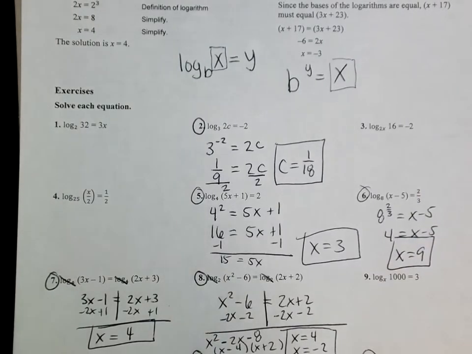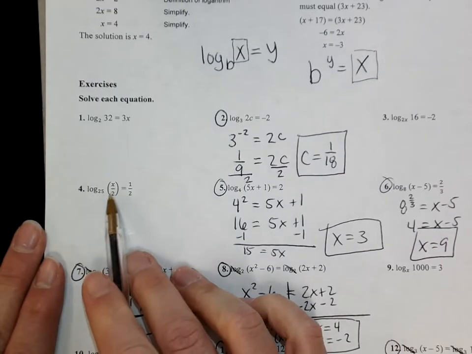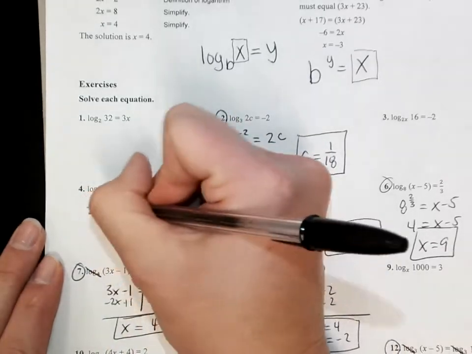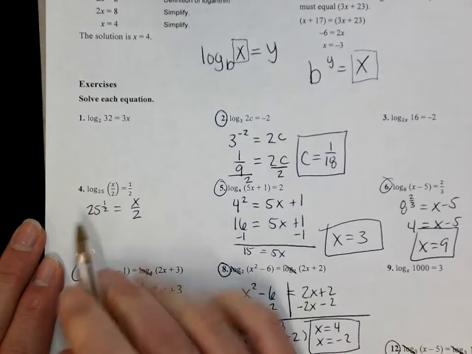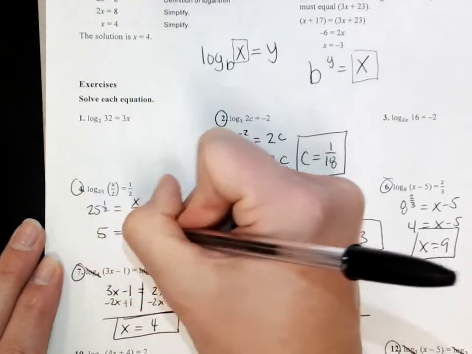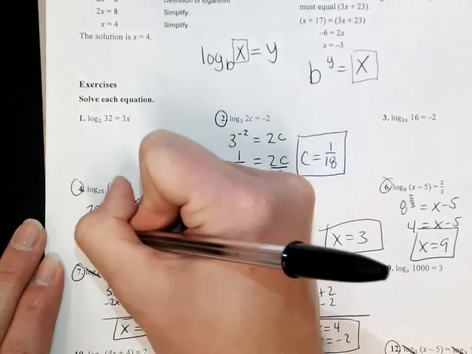This question here is also like that. Rewrite it. That's 25 to the 1/2 power equals x over 2. 25 to the 1/2 means the square root of 25. I'm going to finish that by multiplying by 2.